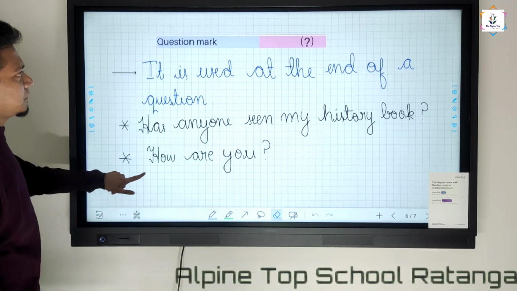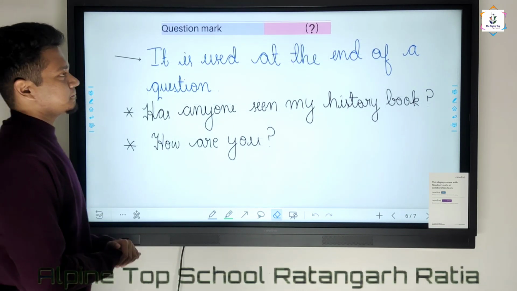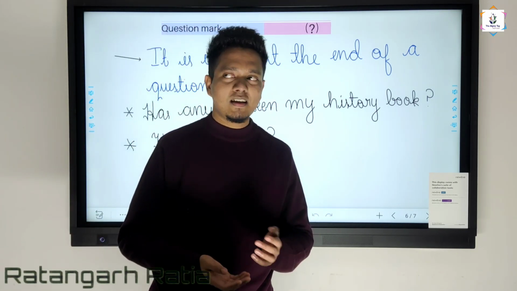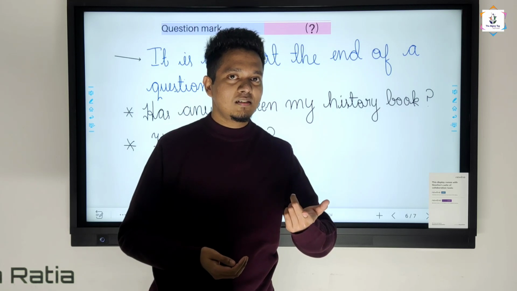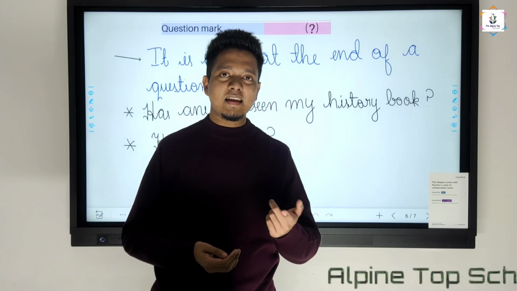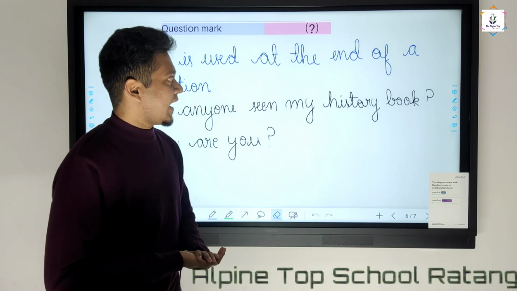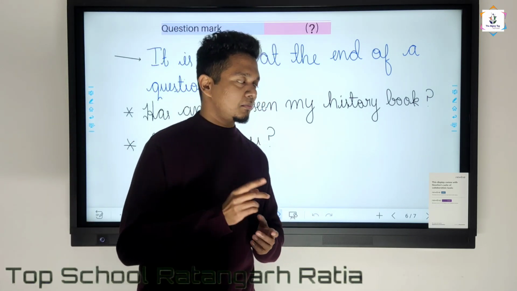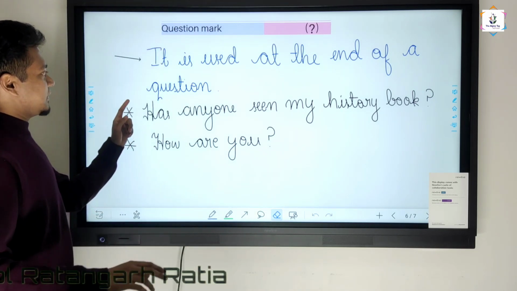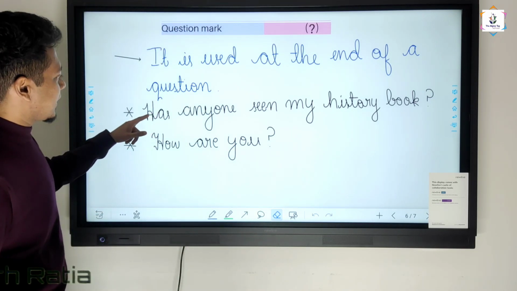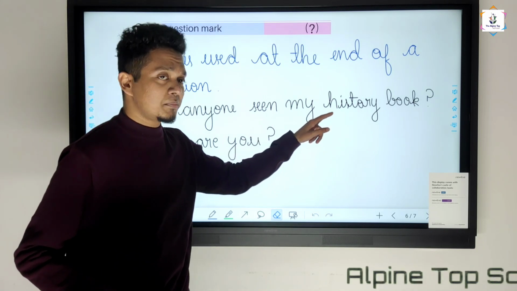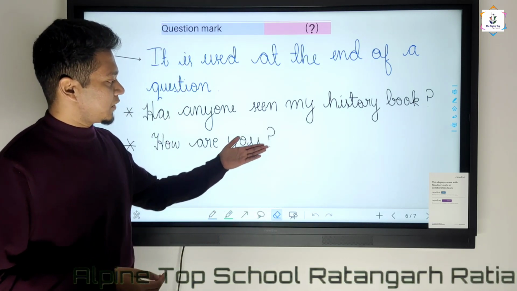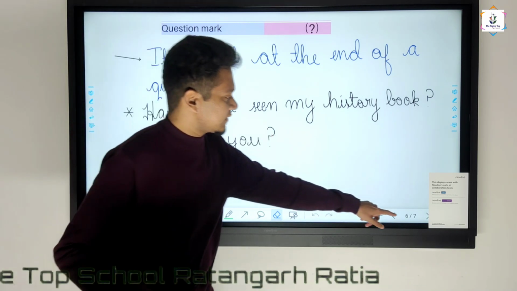Now, what is a question mark? A question is when you are asking someone something, right? And when there is a question in a sentence, we call that sentence an interrogative sentence. An interrogative sentence is only formed if there is a question mark. And now we see this example. Has anyone seen my history book? How are you? So these are questions. It's very easy to understand, right?